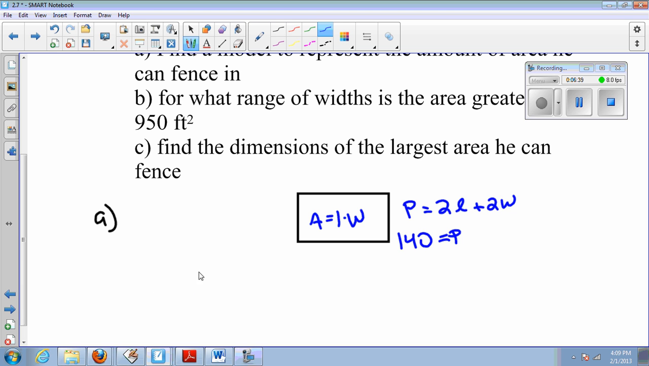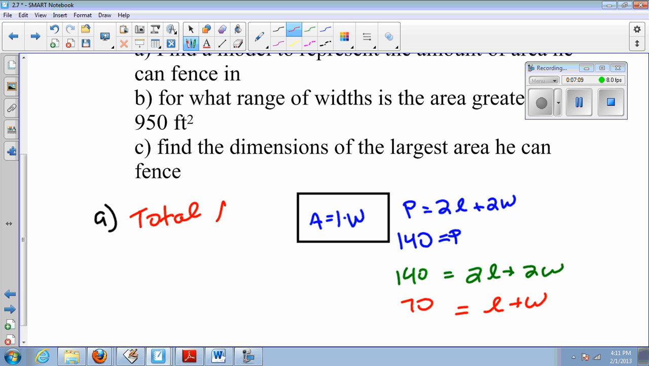So we substitute in 140 for perimeter, so we get 140 equals 2L plus 2W. Let's simplify everything by dividing by 2. So we go to 70 equals L plus W. Okay, so we want to know the total area. We know area equals length times width.